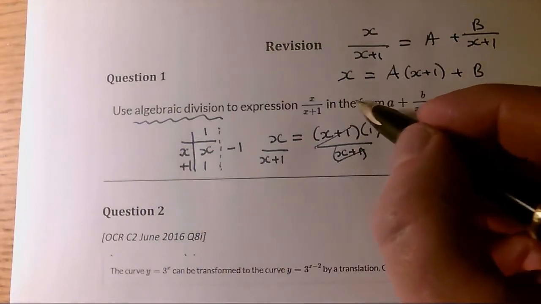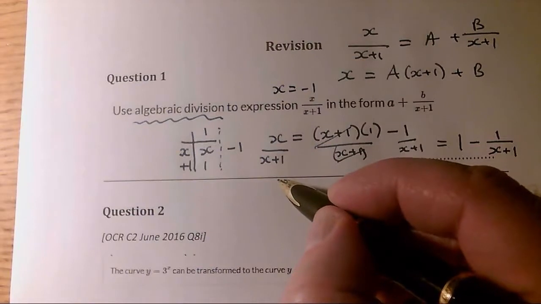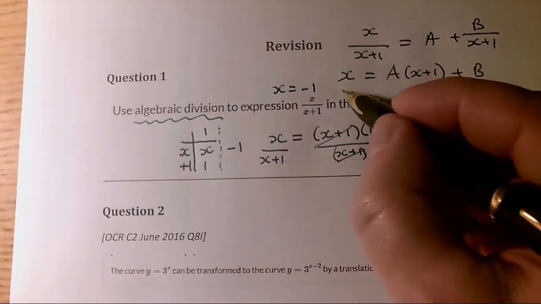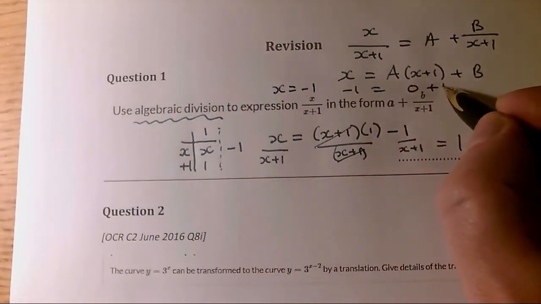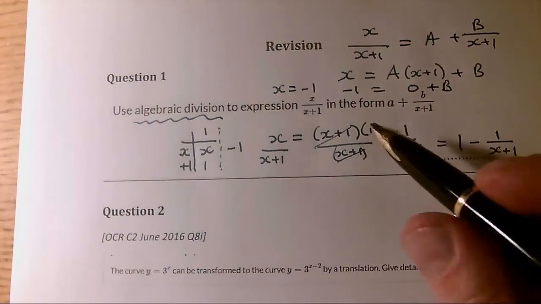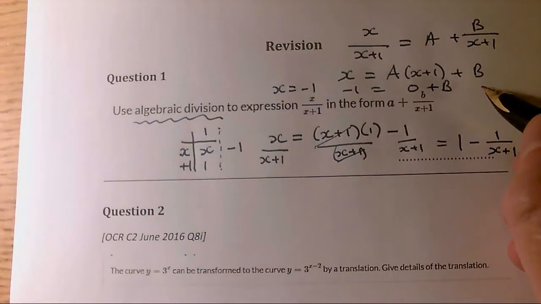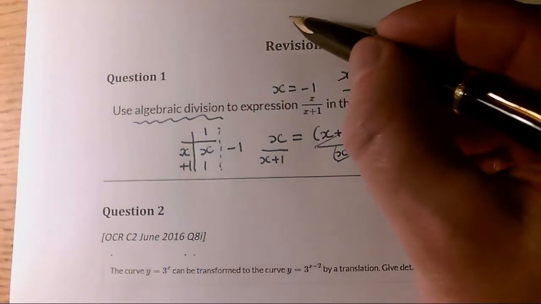You substitute in a smart value of x, so x equals minus 1. Okay, it's going to give us minus 1 equals 0 plus B. So B is minus 1, which, if you look at our previous solution, we did get a minus 1 here. And to find the value of A, you need to put in a non-smart value of x, like 0. I haven't got room to do it properly, I'll do it up here.